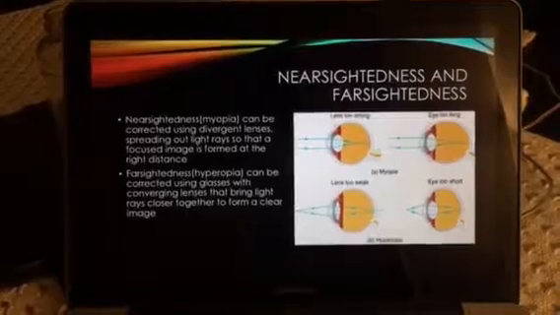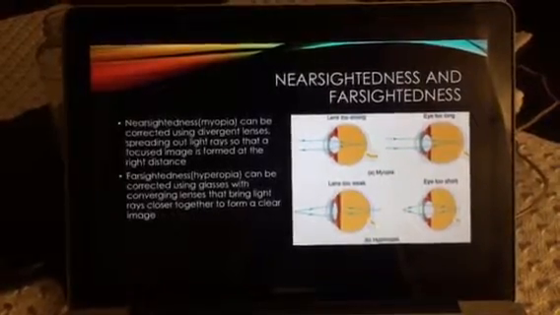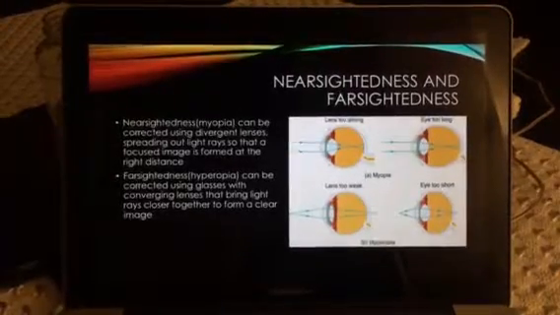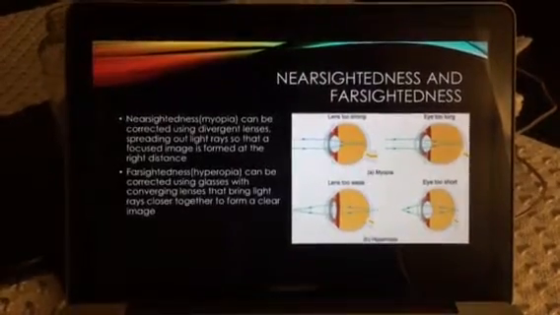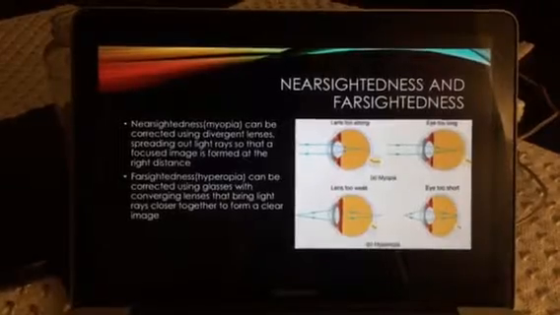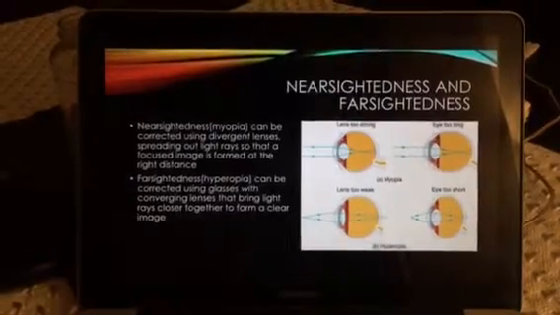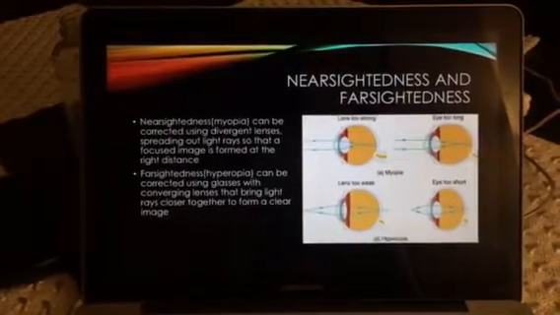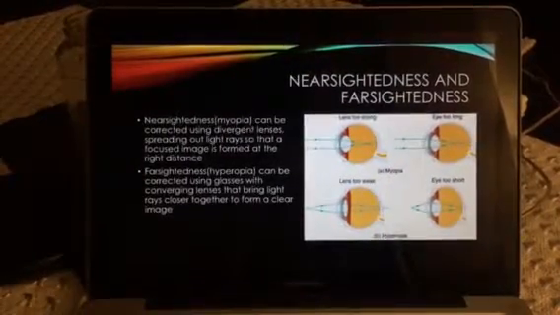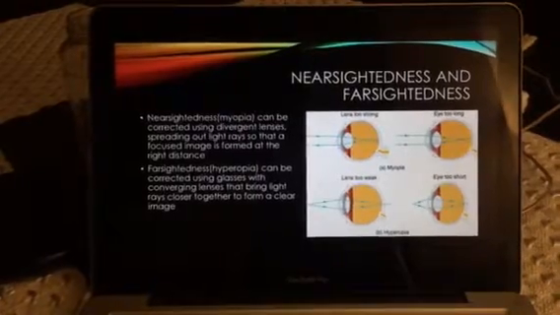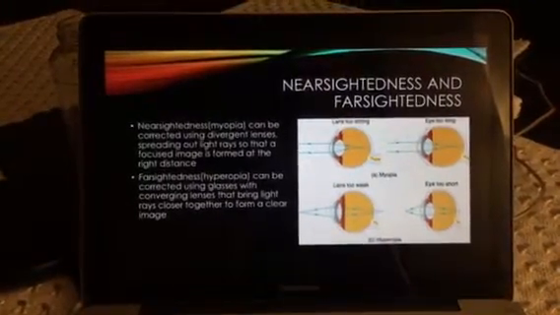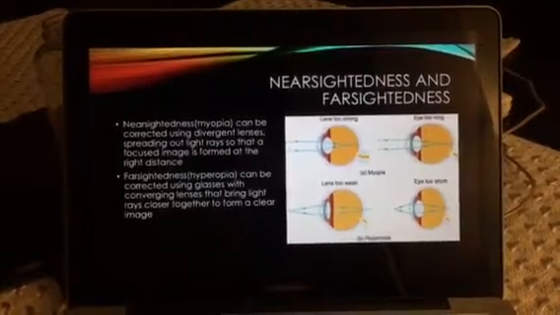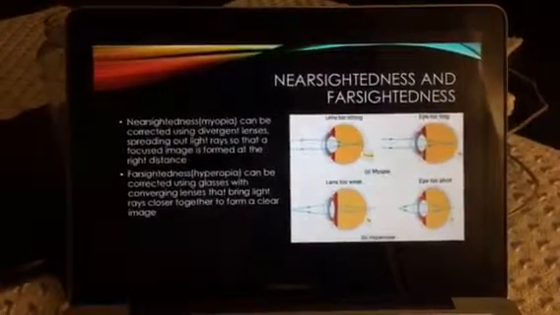So there are two conditions that can happen. The two most common are nearsightedness and farsightedness. Nearsightedness, also known as myopia, which is the medical term, can be corrected using divergent lenses. These spread out light rays so that a focused image is formed at the right distance. The next is farsightedness, also known as hyperopia, which can be corrected using glasses with converging lenses that bring light rays closer together to form a clear image.